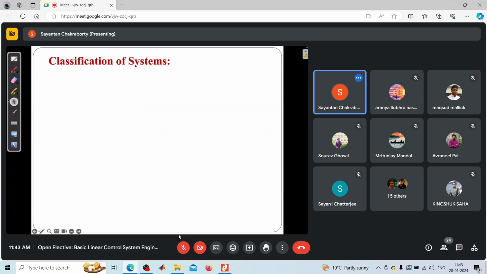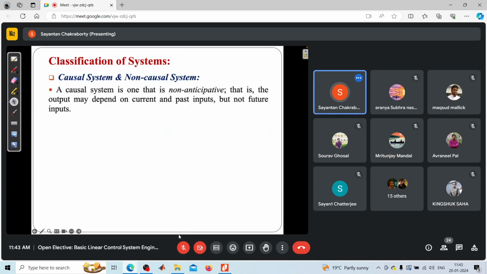So next, coming on, we have causal and non-causal system. So what is a causal system? A causal system is kind of a non-anticipative system. That is, it acts on the cause effect nature of law. That is, the output can only depend on the present input or past input, but it doesn't depend on any future input. It cannot anticipate any input and act accordingly. So once the input has come, then only it will react. Cause effect kind of thing.